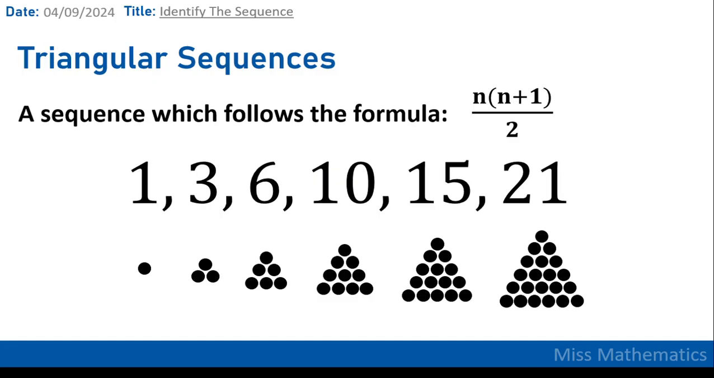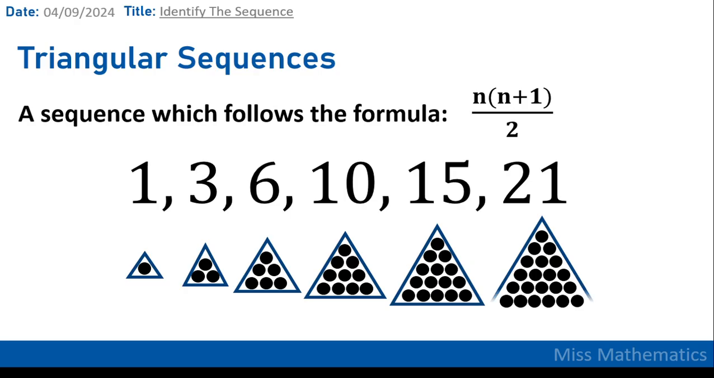Another sequence that can come up, but not really frequently, is a triangular sequence. This is a sequence that follows the formula n(n+1)/2. And as you can see, these are the numbers in a triangular sequence, and the number of dots corresponds to the number, and it forms a triangle because it's a triangular sequence, which might be a fun way to remember it.